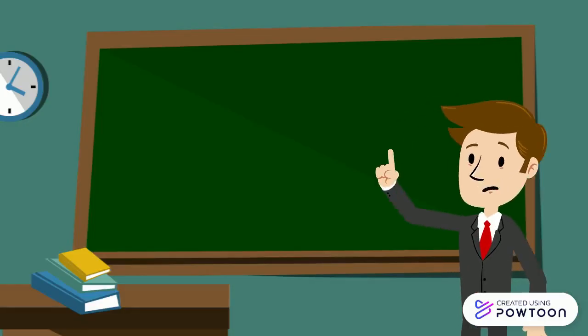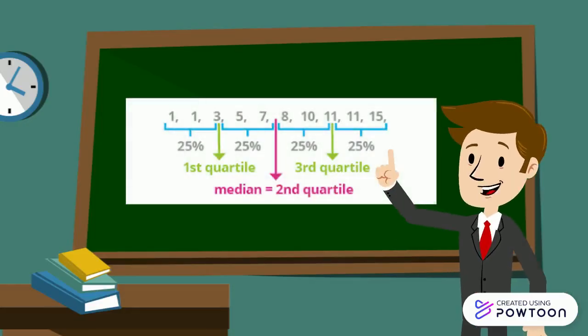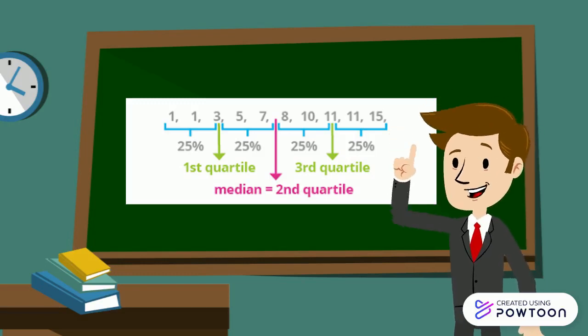Quartile. Quartile is when you separate your data into sections. It's separated as 3 sections: the lower quartile, second quartile, and the third quartile. Let's look at what they are.